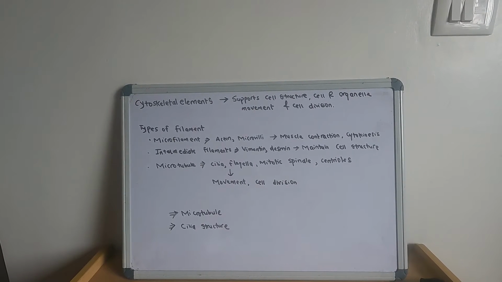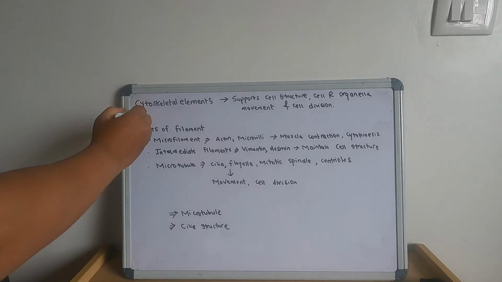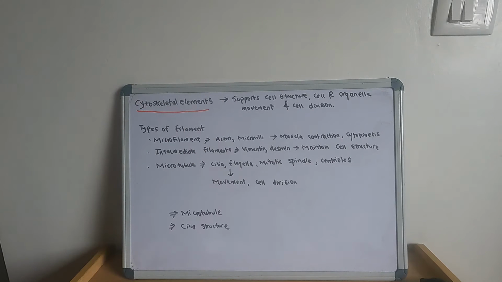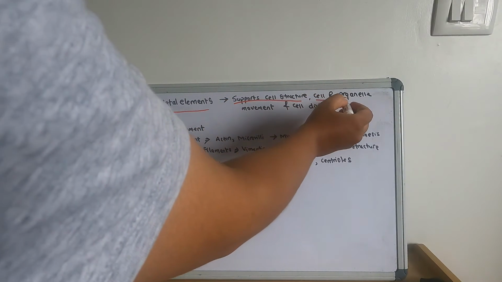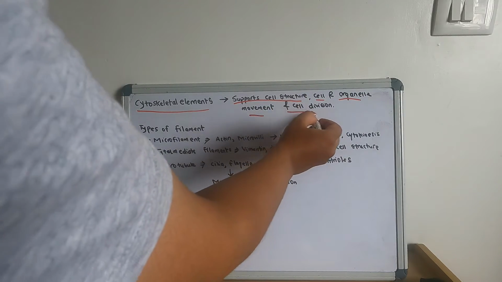Hello everyone. Today we are going to read about another topic in cellular biochemistry, that is the cytoskeletal elements. The cytoskeletal elements are the network of protein fibers within the cytoplasm that supports the cell structure, organelle movement and cell division.